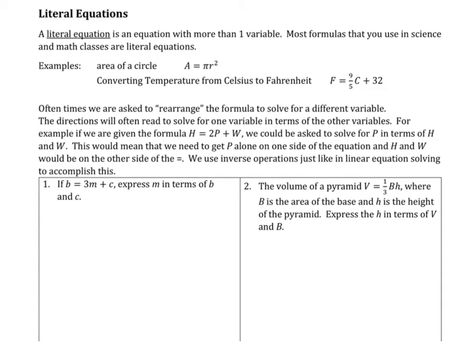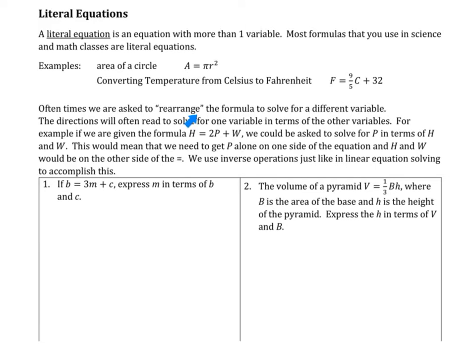So for some examples that you might already have seen, the area of a circle is A equals pi r squared. In this formula, we have A standing for area and r standing for radius. So it's an equation that's using multiple variables. Converting temperature from Celsius to Fahrenheit, F equals 9/5 Celsius plus 32.